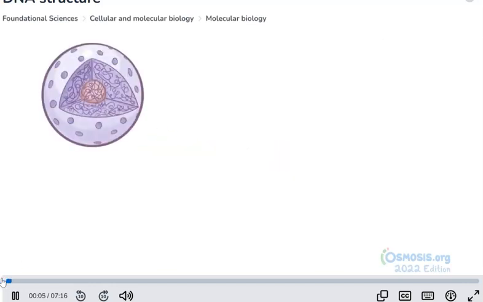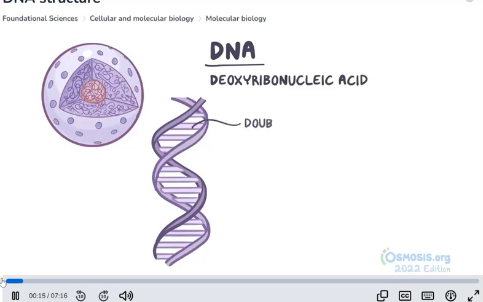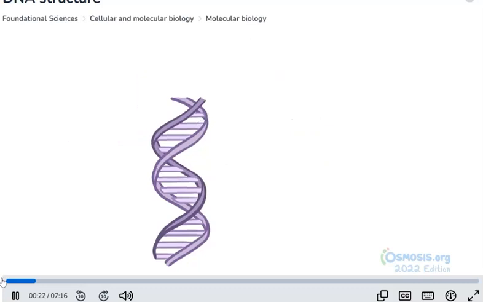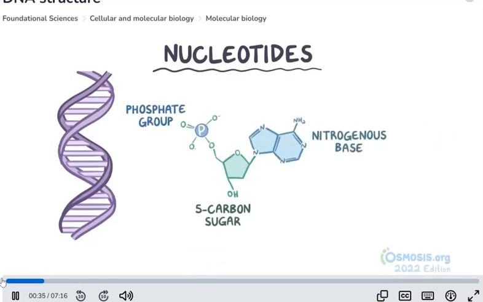Buried deep within the nucleus lies our genetic information, called DNA, which stands for deoxyribonucleic acid. DNA is made of two strands that are coiled around each other in a double helix. Each of the two strands that make up DNA is a polynucleotide chain, so it's a string of nucleotides one after another. Nucleotides are organic molecules that are made up of a 5-carbon sugar, a phosphate group, and a nitrogenous base, also called a nucleobase or just a base.